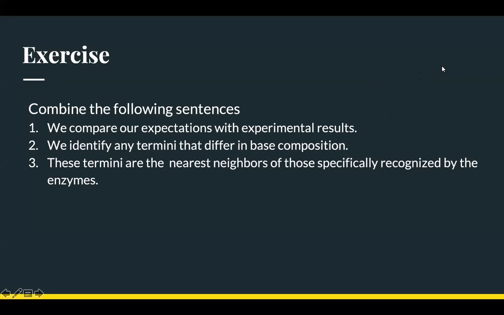So that person has created 1 sentence. I see more and more examples coming in. Comparing our expectations with experimental results, we identify any terminal that differ in base composition. These terminal are the nearest neighbors of those specifically recognized by the enzymes. That's a very good example using a semicolon. Great. All right, let's move on.